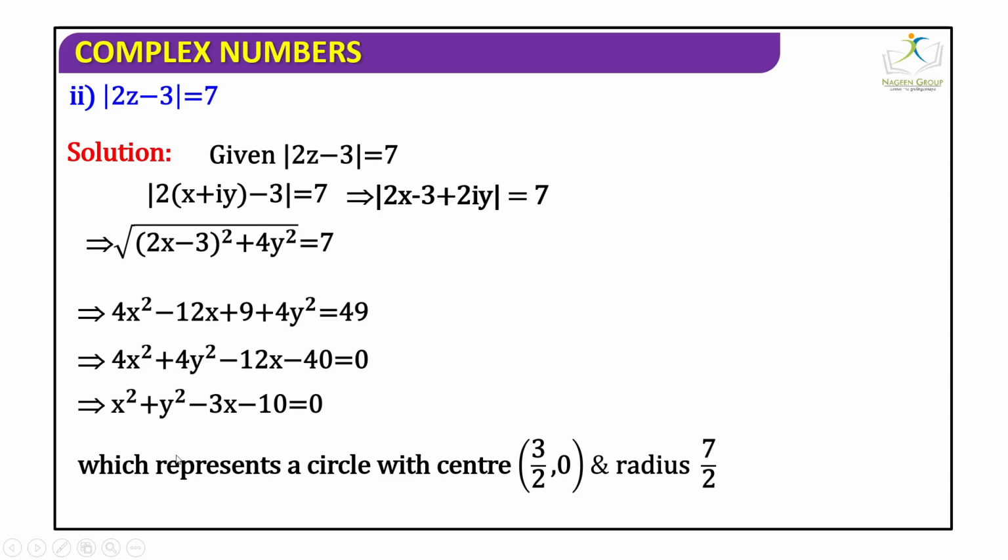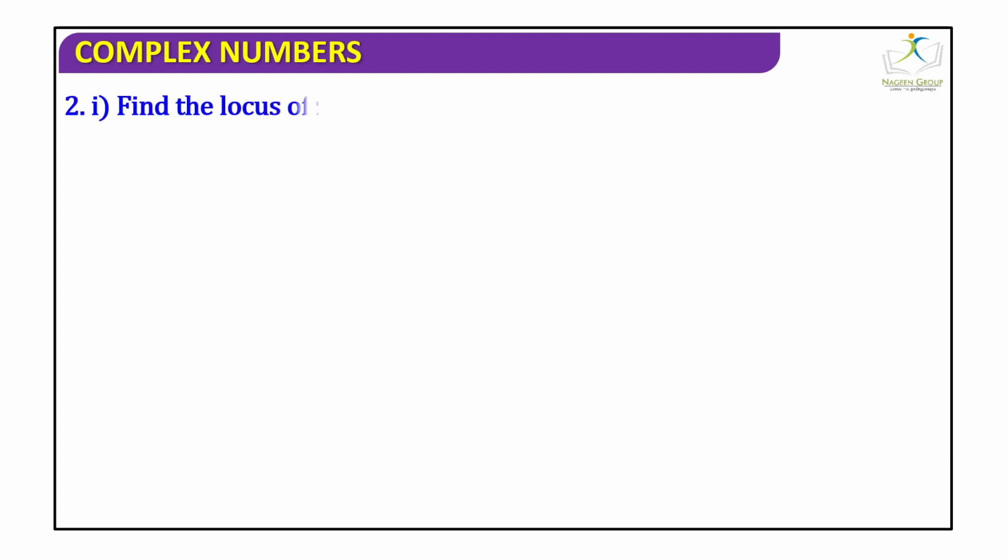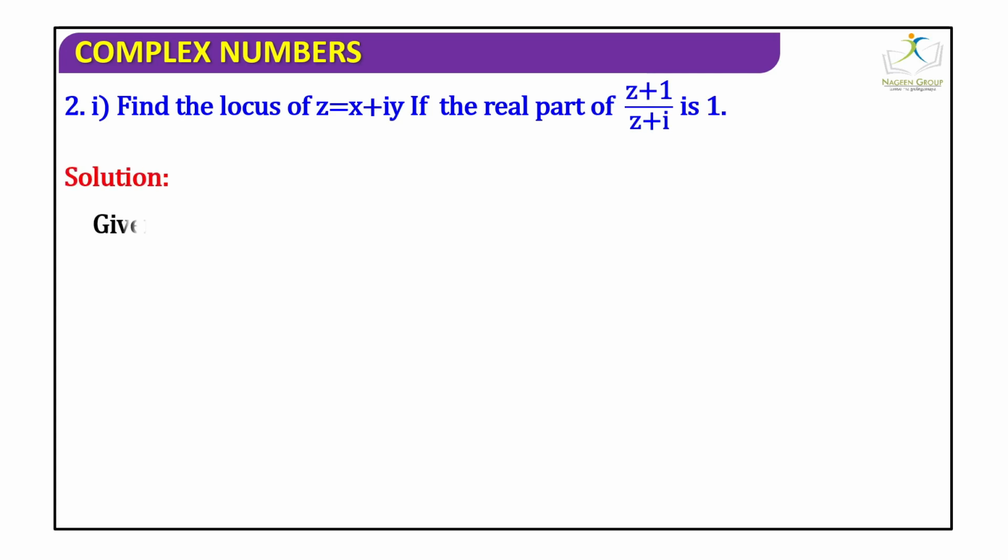We can find out the radius by the square root of g square plus f square minus c, and then we find out the radius, right? Now the next is, find the locus of z equal to x plus iota y if the real part of z plus 1 by z plus iota is 1. So from here the complex number is z plus 1 by z plus iota.